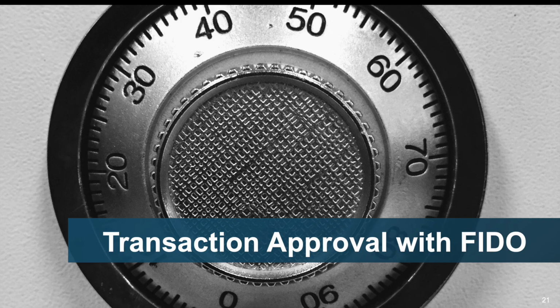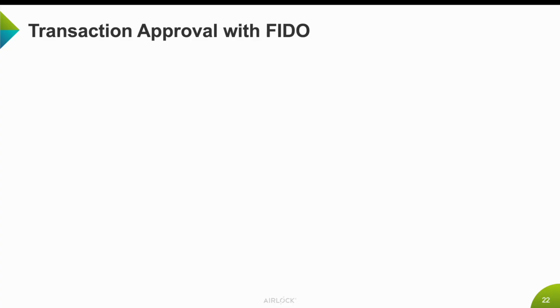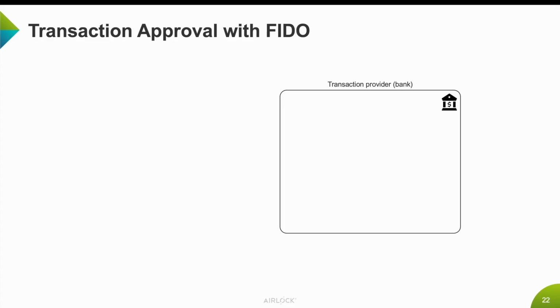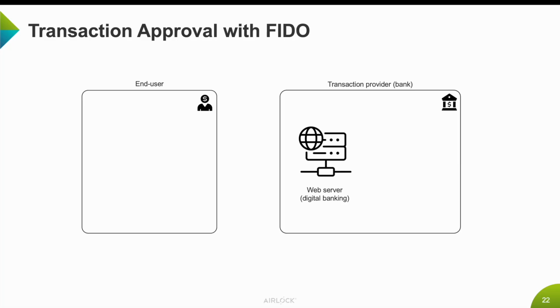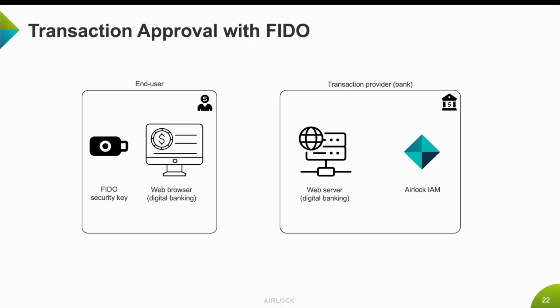Transaction approval with FIDO. How does it work and where does it make sense? Let's first set the scene to see where it makes sense. So we assume we have a transaction provider, for example, a bank, with a web server, for example, serving the digital banking platform. The end user is using the digital banking platform in a browser, and we assume there's Airlock IAM, and the user uses a FIDO key to log in. So the user has, sometime in the past, registered the FIDO key for login with Airlock IAM.